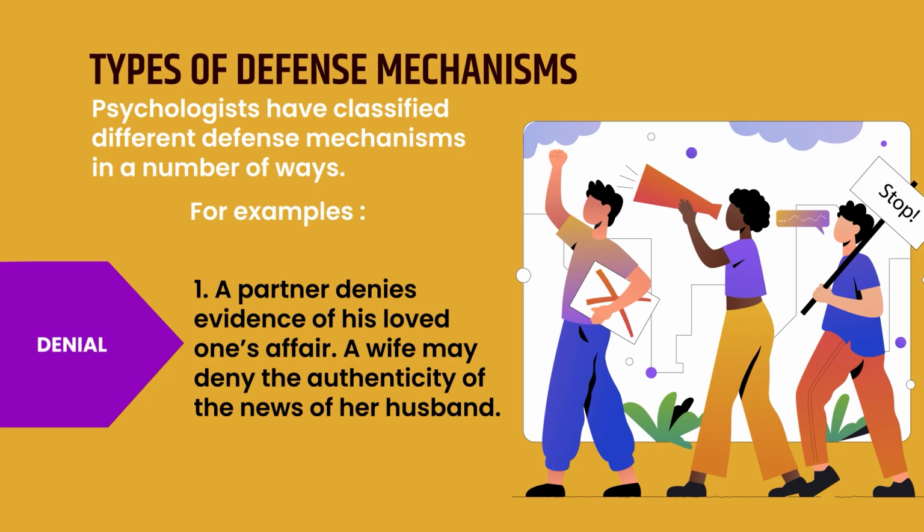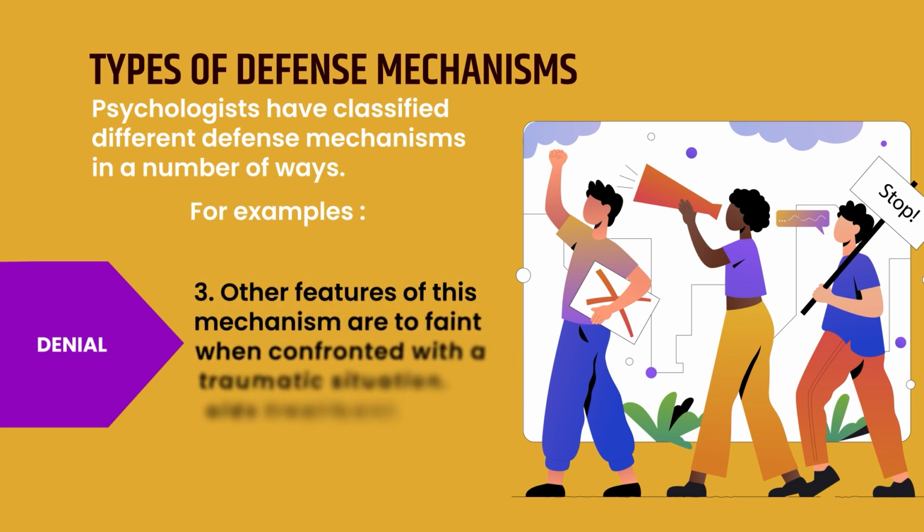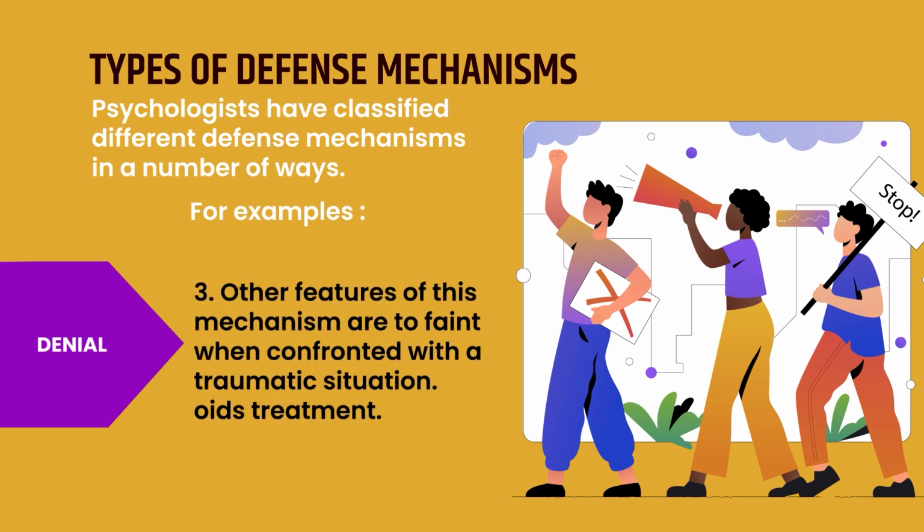A wife may deny the authenticity of the news about her husband. Another example of denial is a person diagnosed with a serious illness who insists the doctors are wrong and avoids treatment. Another feature of this mechanism is to faint when confronted with a traumatic situation.